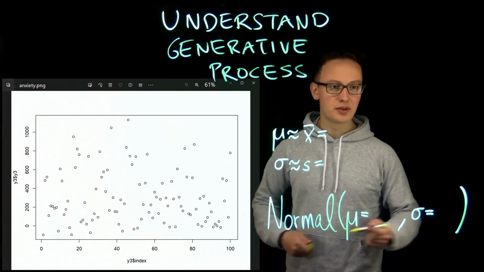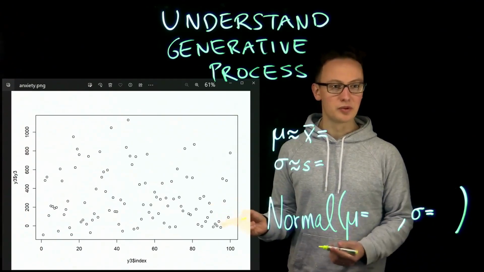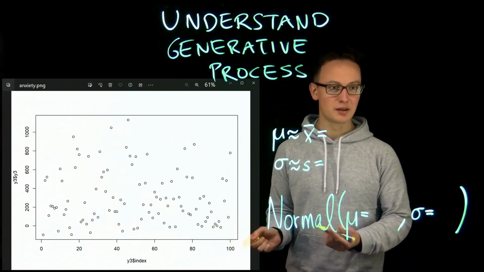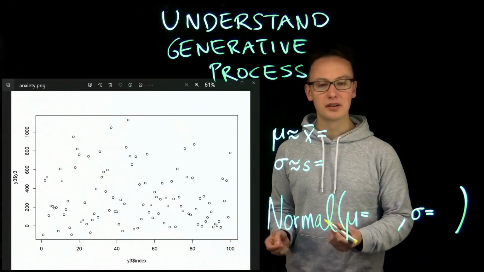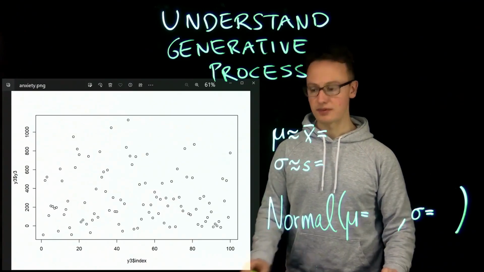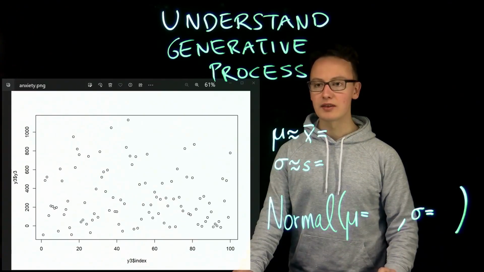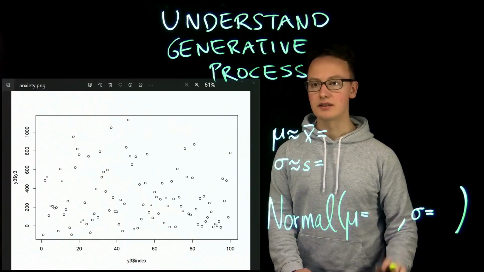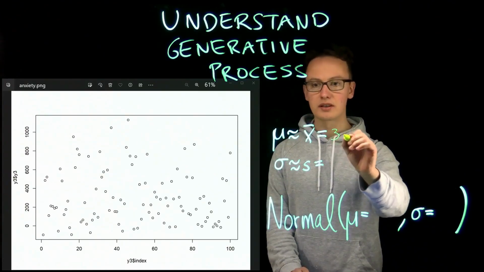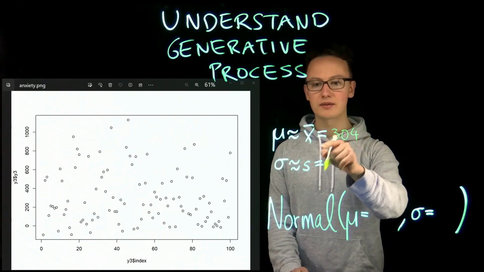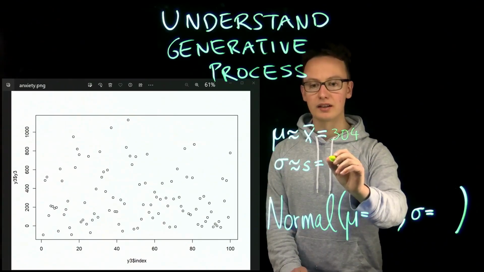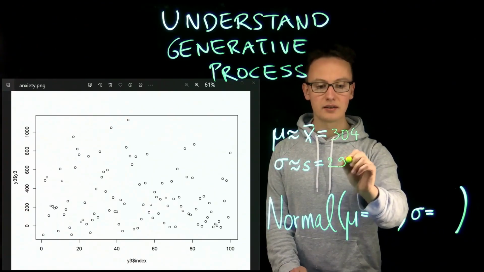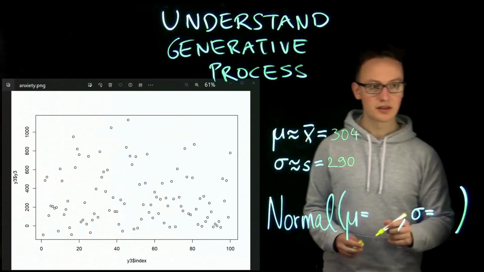So it's still true that we can, of course, compute the sample mean and the sample standard deviation from this as we do for any sample. So in this case, I've also pre-calculated this in R, and it turns out that the result here is in fact 304 more or less for the sample mean, and 290 for the sample standard deviation.